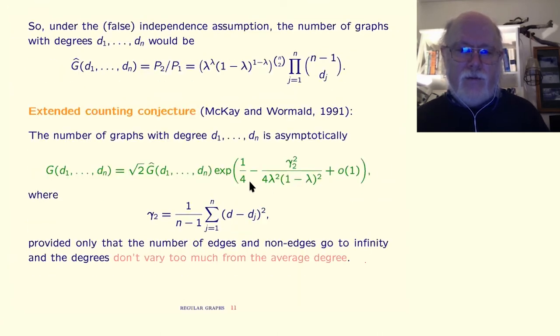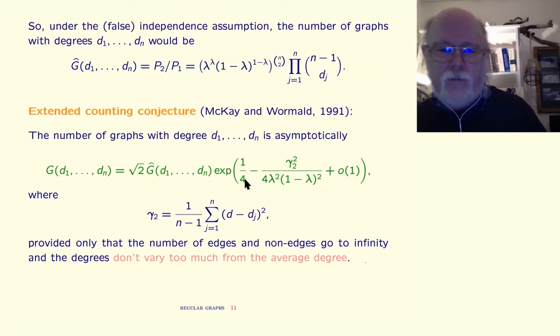Here it is. This term here is 0 for regular. So you just have square root 2 times e to the 1/4, the same constant all the way. And now that's proved because of Anita and Nick's theorem, Liebenau and Wormald's theorem, where they've finished the proof between the low and the higher degree.